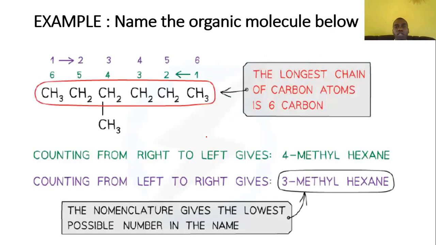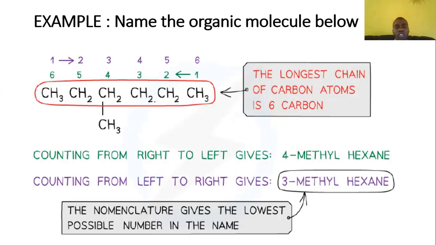Let's look at the first example here, which says name the organic molecule below. So like we said, this one is branched. As you can see, we've got these straight ones here. Then we've got this one, which is on its own, which is branched. So the first thing that you do is identify the longest continuous chain of carbons. So you can see we have a carbon, a carbon, a carbon, a carbon, a carbon. So this is the longest.